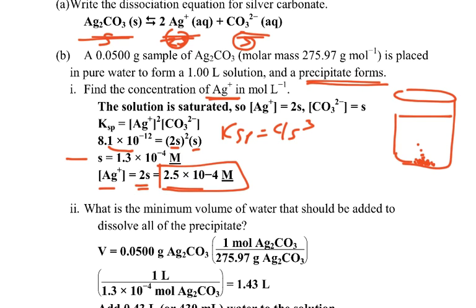Now, next one says, what's the minimum volume of water that should be added to dissolve all of that precipitate? Well, the useful value we have here is the solubility. Okay, we know the solubility, how concentrated a solution can I make? And it's just like any other question we had before: if I wanted to make a 1.3 times 10 to the minus 4 molar solution and I had 0.05 grams, how much volume would that take?